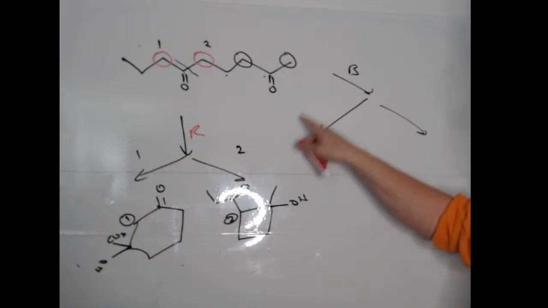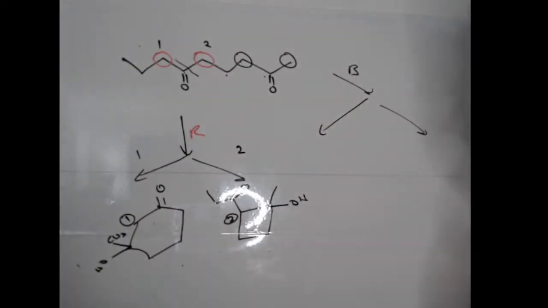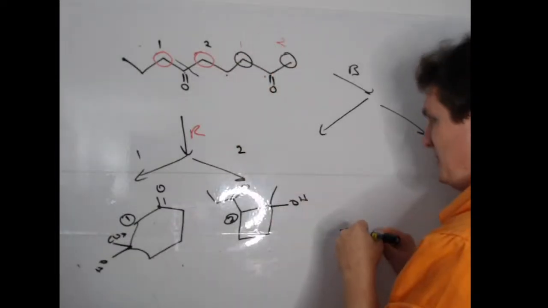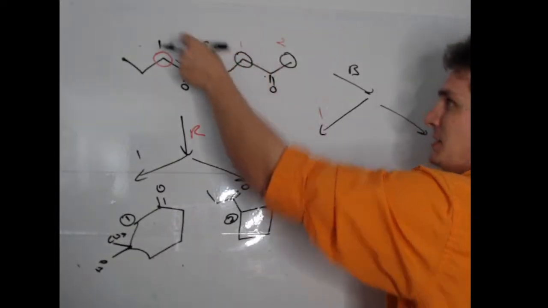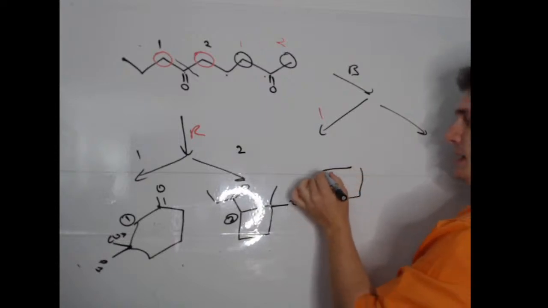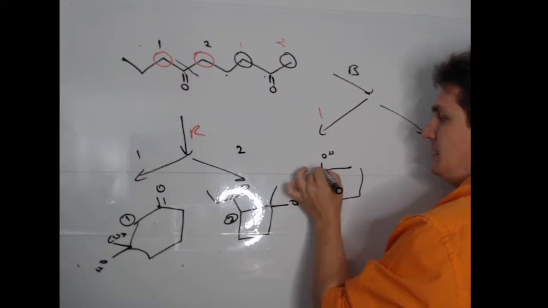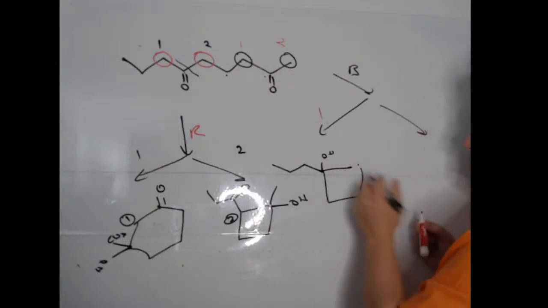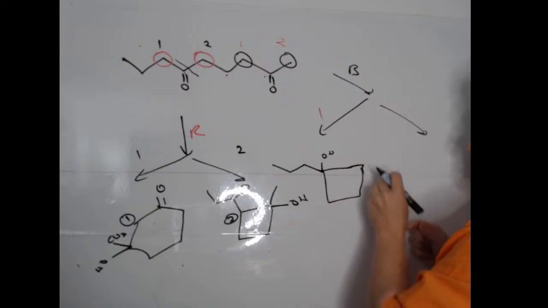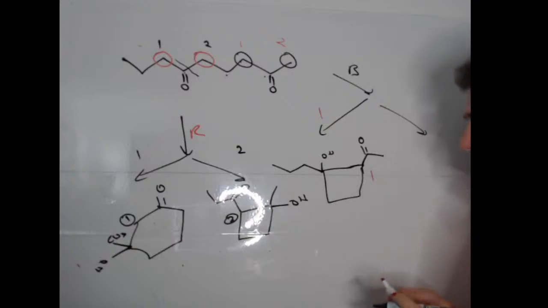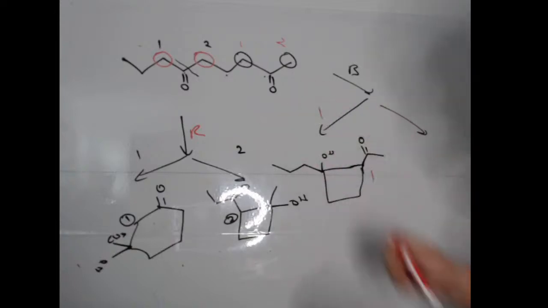Now, let's say the black carbons attack. When the black carbons attack, we have the option of 1 or 2. If number 1 attacks, we end up with a 4-membered ring. We're going to get the alcohol and the propyl chain. And since this is the number 1 carbon, we're going to have this acetyl group hanging off. And then if we attack from 2, it'll be another 6-membered ring.